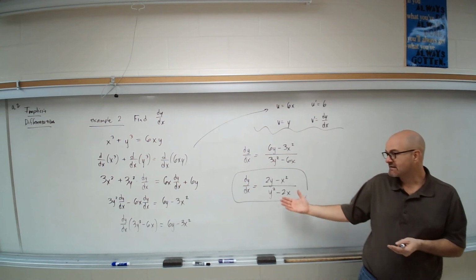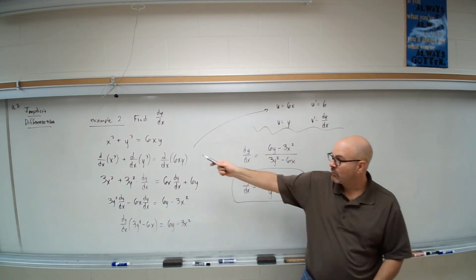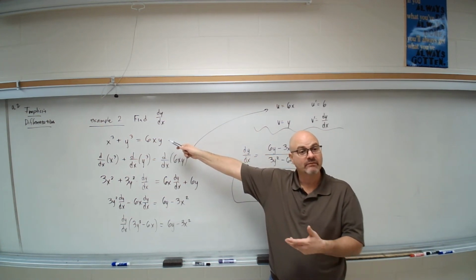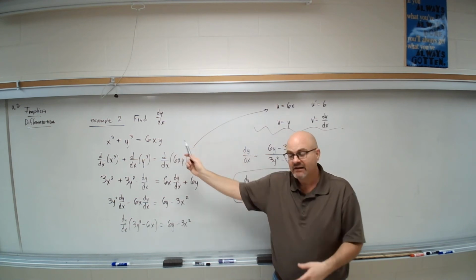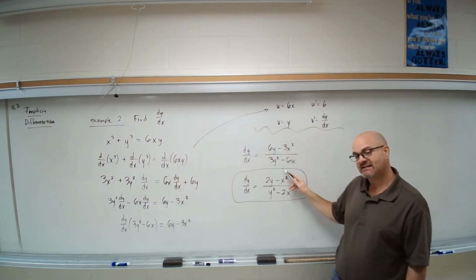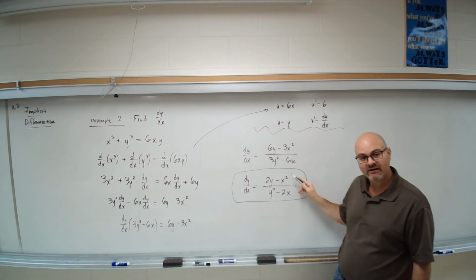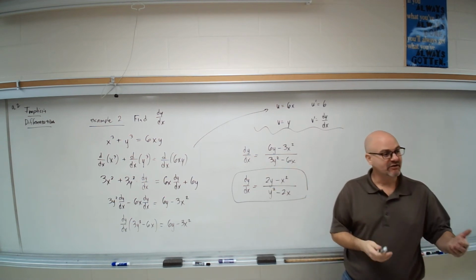So if we had this equation and you wanted to find a tangent line, you'd plug the point of tangency, the x and the y value of that point, into here, and that would give you the slope, and then you could write your equation of the line.